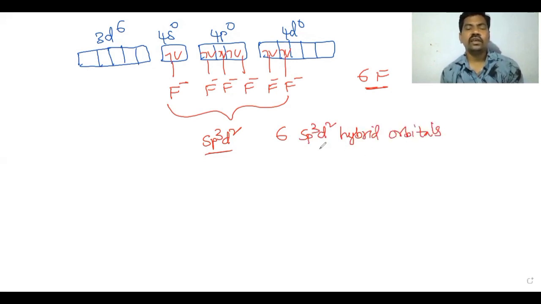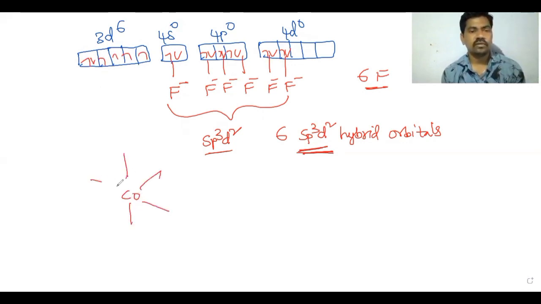6 sp3d2 hybrid orbitals are present in this metal. These 6 sp3d2 hybrid orbitals now bond with the fluoride ions. Each sp3d2 hybrid orbital bonds with a fluoride ion. So what is the hybridization? sp3d2 hybridization, and the structure has 1, 2, 3, 4, 5, 6 fluorines. So what is the structure here? Fluorine, fluorine.